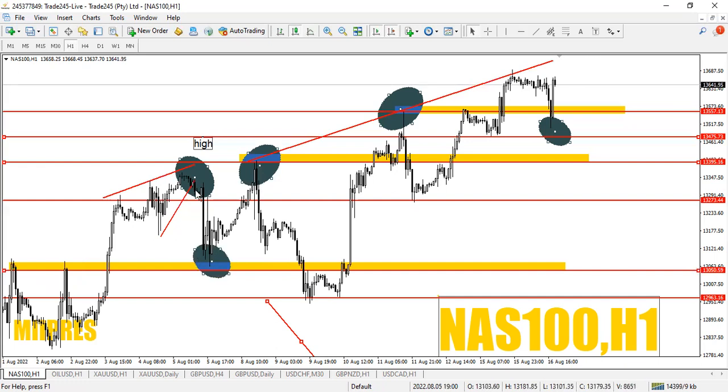Now we're going to a deeper level, as you can see. So what is important here is to understand the price came back to that level. What is that level?